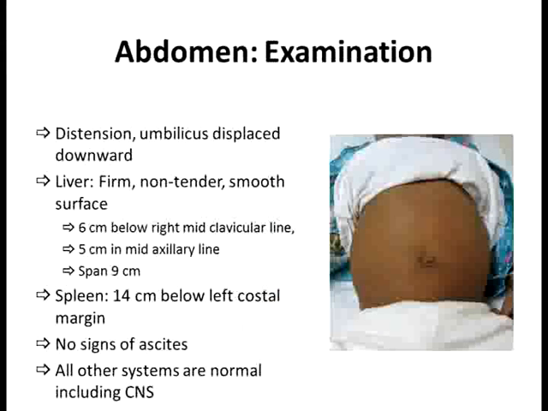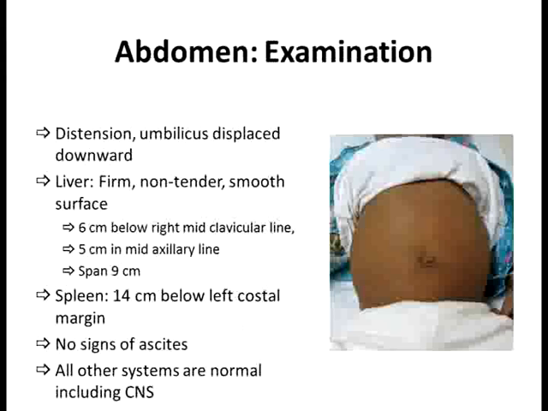On systemic examination, per abdominally, as you can see in the photograph, the child's abdomen was distended and the umbilicus was displaced downwards. Liver was 6 cm below the right mid-clavicular line and 5 cm in the mid-axillary line.